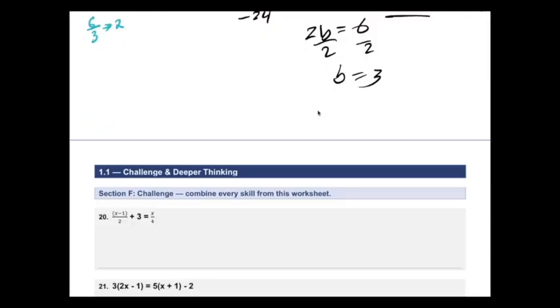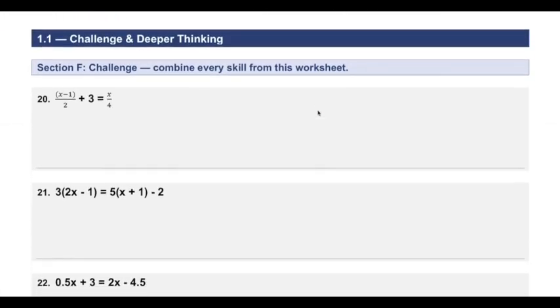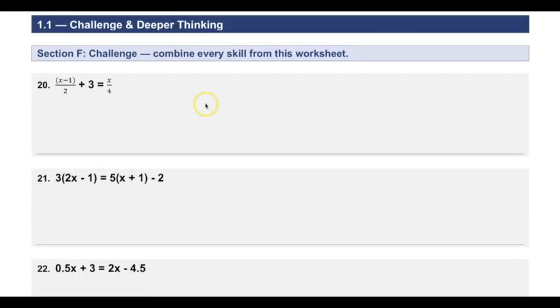Okay. Challenge and deeper thinking. So this kind of combines skills from this worksheet and last worksheet. If I want to solve this, moving over to 3 is not going to help me because I can't cross multiply. What we want to do is find the LCD. We multiply this whole thing by the same denominator and then cancel out all our fractions. And here, 2, 3 over 1, and 4, they both go into 4, so that's my LCD. And what we did is we multiplied everything by the LCD.